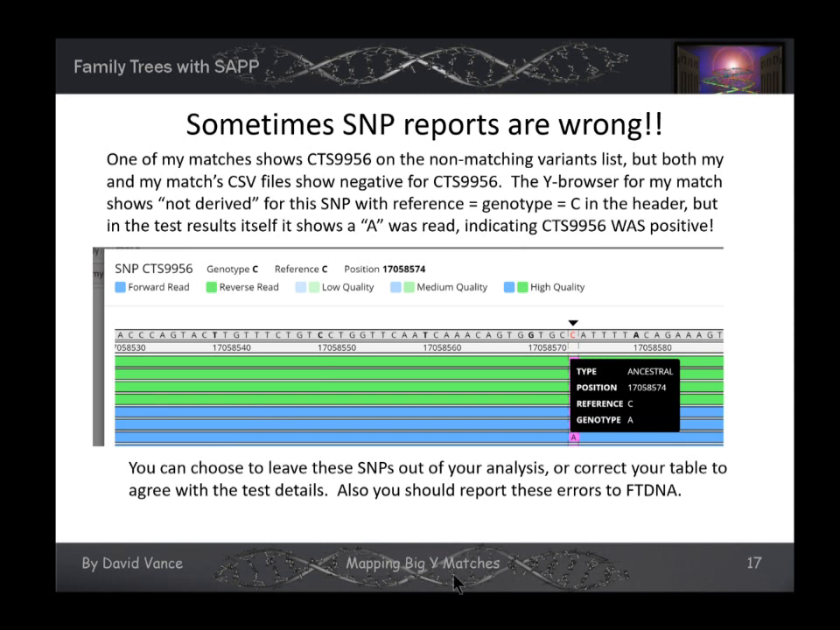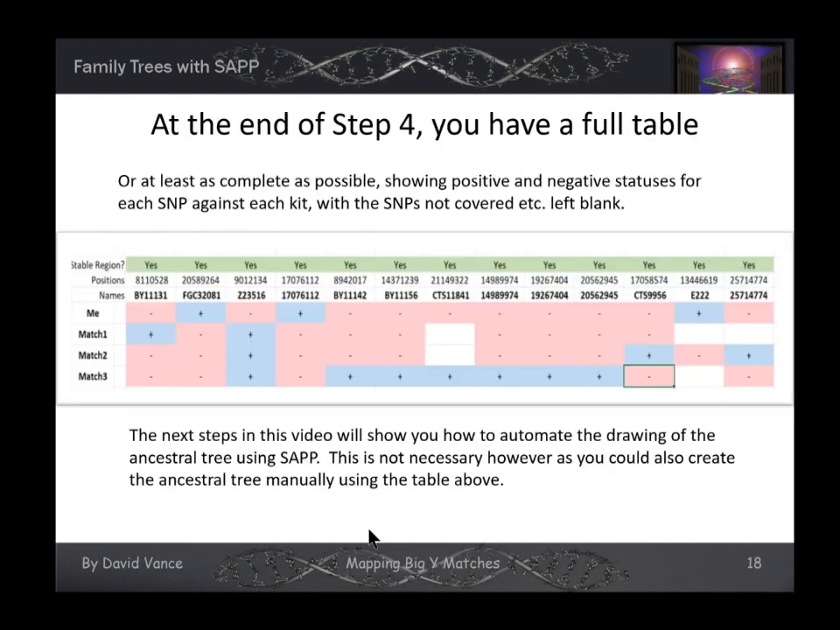At the end of this exercise, once you have all the SNPs read, you'll have this table for all of your matches and yourself, and for all the SNPs that show up on the list, with either positive or negative or, in some cases, unknown results for each of the SNPs for each of the matches. And that's the table that you're really going after to build first.